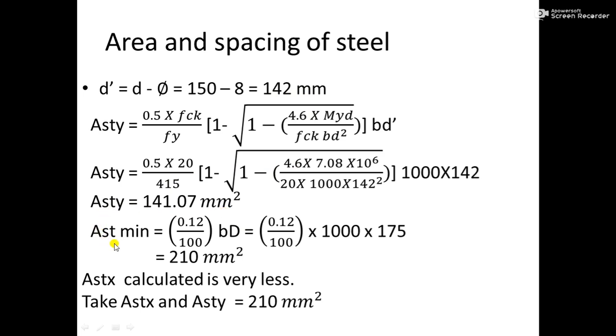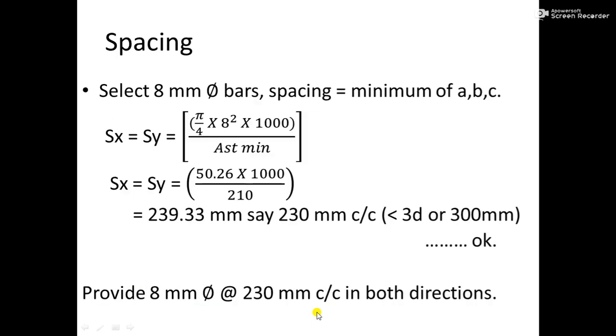So this steel along y direction is 141.07 mm square and minimum steel required is 210 mm square. We have provided 140, so Ast calculated is very less. Take Ast along x and Ast along y as 210 mm square.